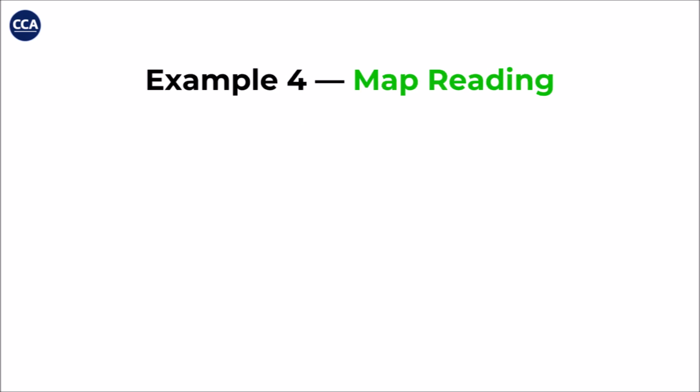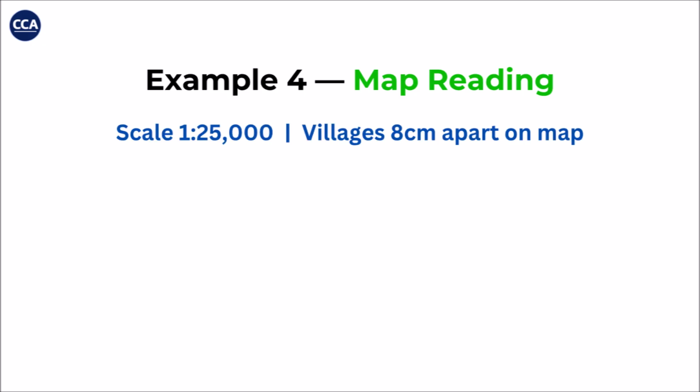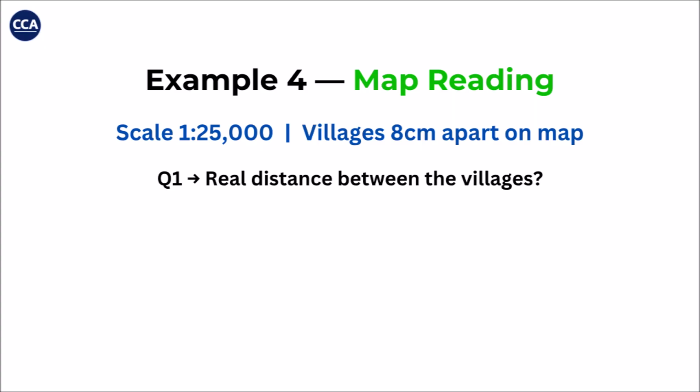Let's now solve a full map reading problem. A map has a scale of 1:25,000. Two villages are 8 centimeters apart on the map. Question 1. What is the real distance between the villages? Real distance equals 8 multiplied by 25,000 equals 200,000 centimeters. Convert. 200,000 centimeters equals 2 kilometers.